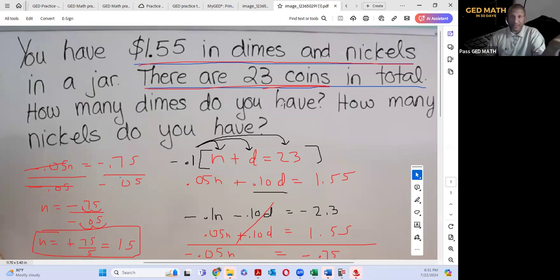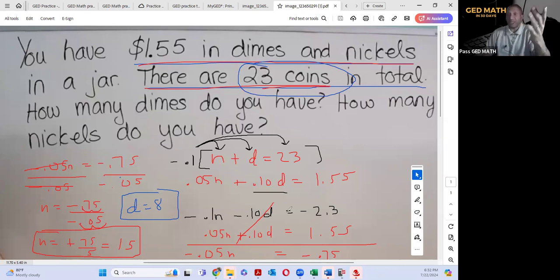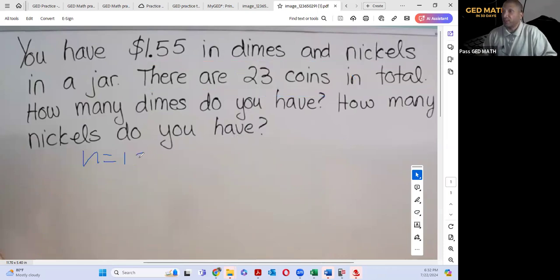This makes it easy. If there were 23 coins, that means the number of dimes I'm going to have is 8, because 15 plus 8 is 23. So let's check it. This is getting a little crowded here, so let me clear it first. So n equal 15, d equal 8.